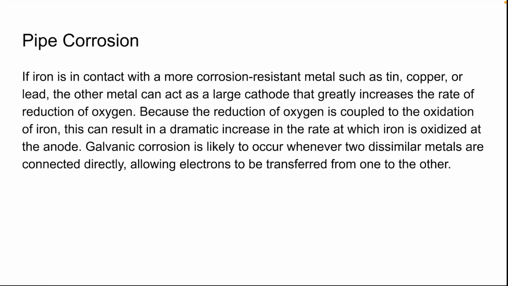Pipe corrosion. This is also an interesting fact regarding corrosion: when iron is in contact with a more corrosion-resistant metal, such as tin, copper, or lead, the other metal can act as a large cathode that increases the rate of the reduction of oxygen. Because the reduction of oxygen is coupled to the oxidation of iron, this can result in a dramatic increase in the rate at which iron is oxidized at the anode. Galvanic corrosion is likely to occur whenever two dissimilar metals are connected directly, which allows the electrons to be transferred from one to the other.